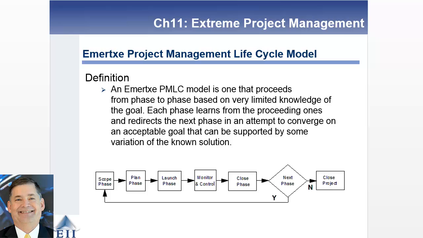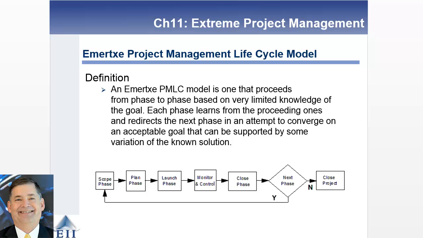When you start looking at the project management lifecycle model for this, you're really having this entire phasing of all of the different process groups. So scope and plan and launch, monitor and close are all in the loop, but you're kind of working backwards. You've got a solution, and instead what you're trying to do is converge on an acceptable goal that can be supported by some variation of the known solutions. If you've got this known solution, you're working backwards to try to find a goal or a problem that is going to be profitable or beneficial to solve.